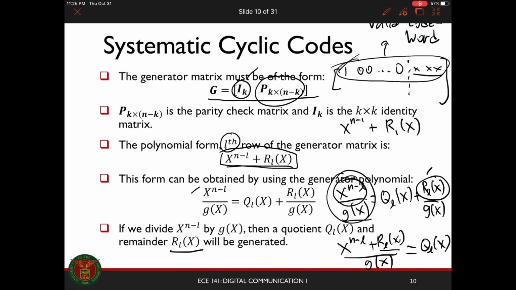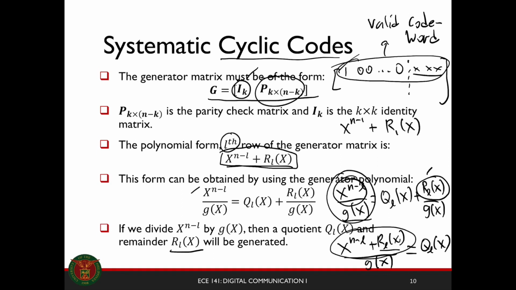And this x^(n-l) plus r_l(x) satisfies the property of a cyclic code: your valid code word must be divisible by the generator polynomial g(x).